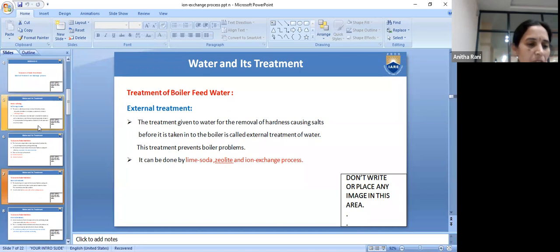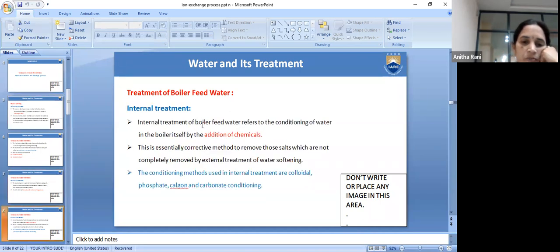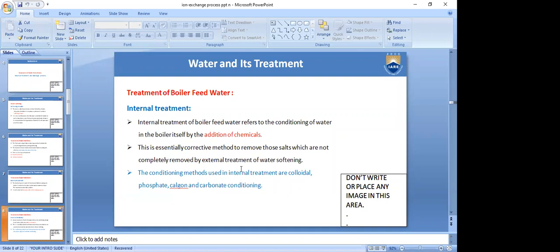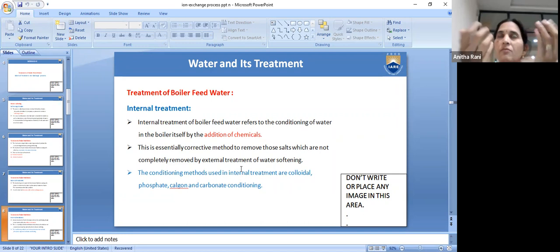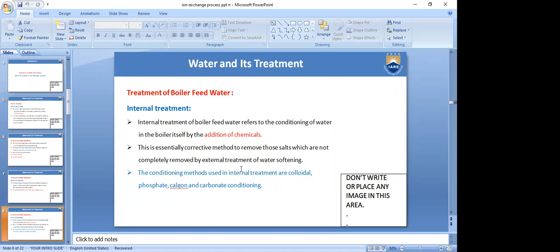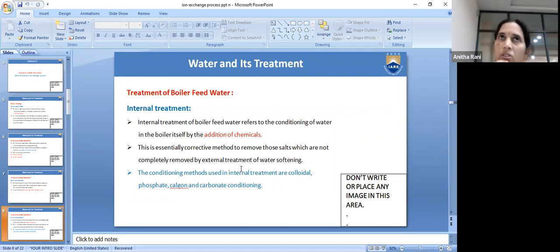What is internal treatment? You know external treatment now. What will we do in internal treatment? Conditioning of boiler water: we add chemicals directly to the boiler. We will add chemicals like sodium carbonate and sodium phosphate directly into the boiler water, so that we can remove the hard salts present in the water.